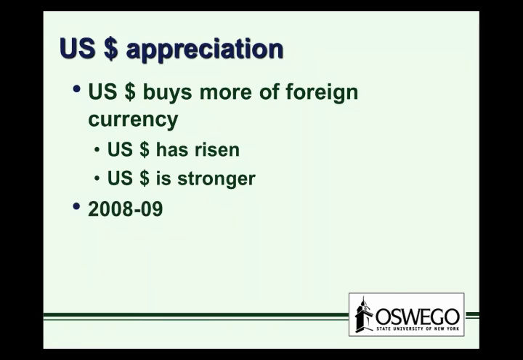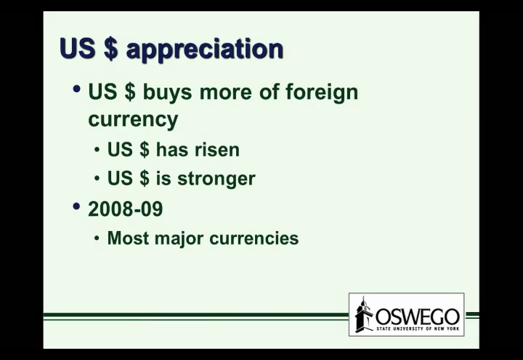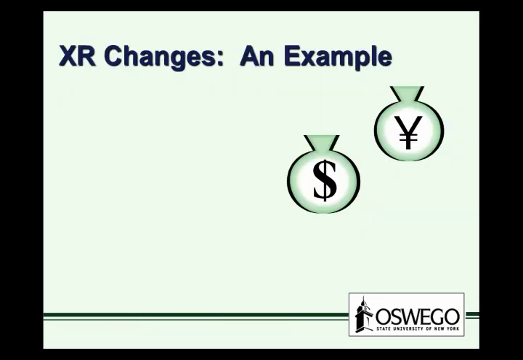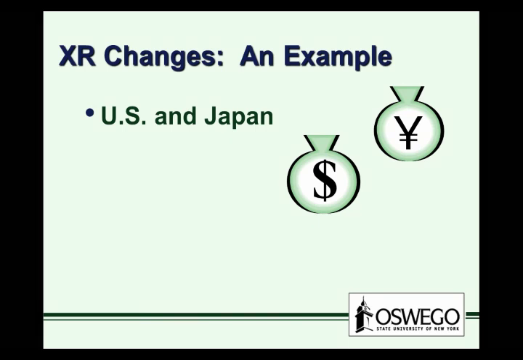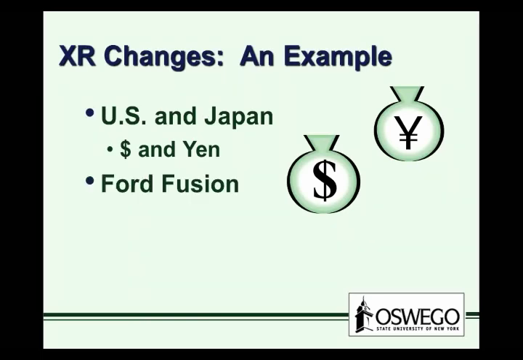From 2008 to 2009, during the Great Recession, we actually observed that the US dollar appreciated against most major currencies. So during that time period, 1 US dollar bought more and more of major currencies. Let's do a specific numerical example to illustrate exchange rate changes and their effect on relative prices. We looked at the US and Japan, so we're looking at the dollar and the yen.